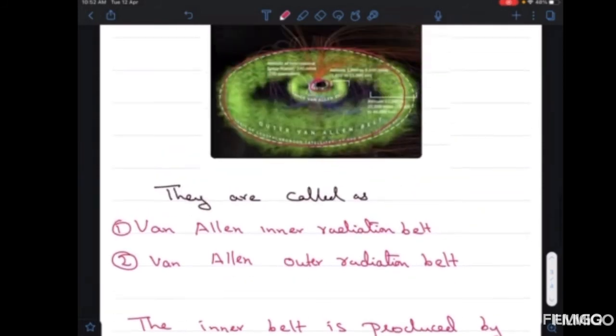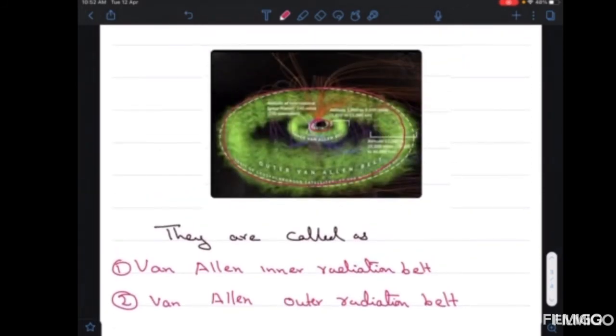So how does it form a donut shape? It is because these charged particles get reflected to and fro, and also they spiral along the magnetic field lines. So this is how that radiation belt is formed.